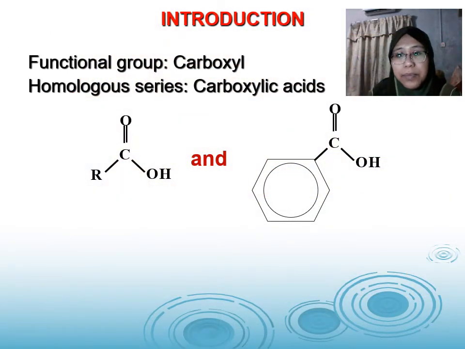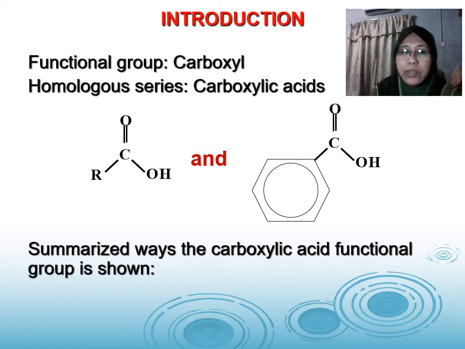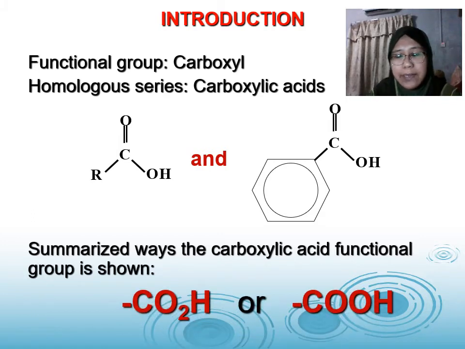Right, what is the functional group in the homologous series carboxylic acid? Yes, we name the group carboxyl group. As you can see in the structures here, it is C double bond O, OH, and it can be aliphatic, it can be aromatic. So the carboxylic acid functional group is shown, as we see in the slide, as CO2H or COOH.